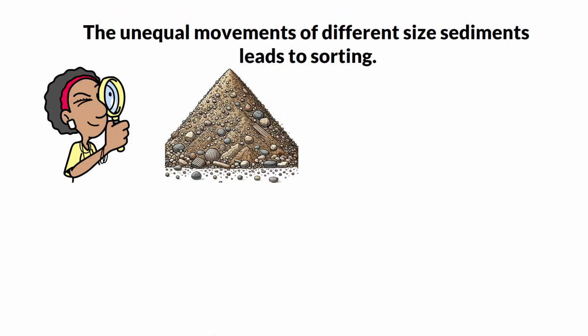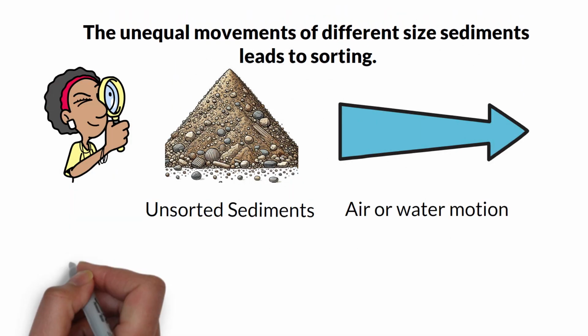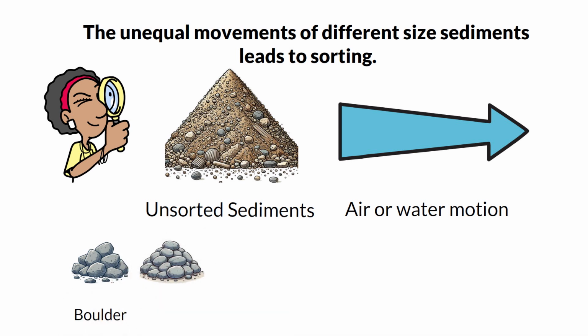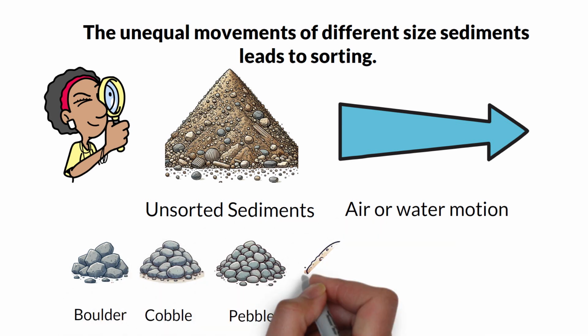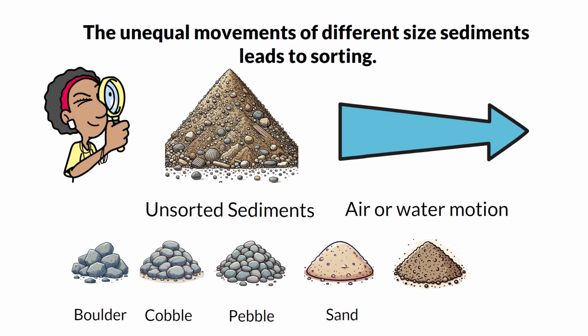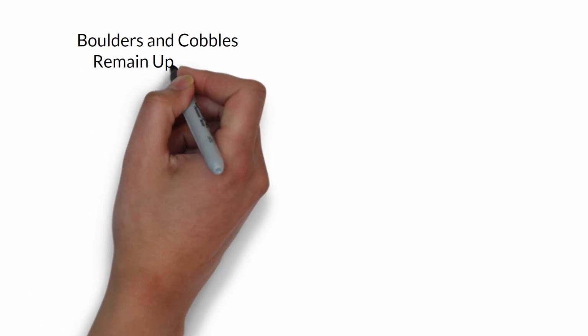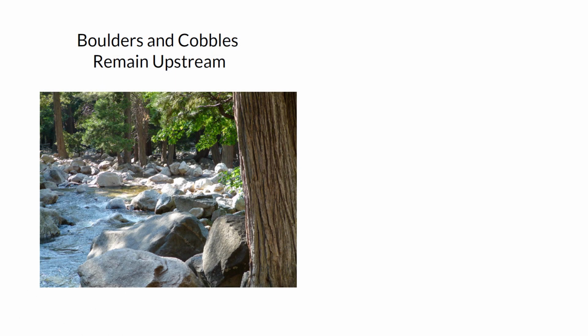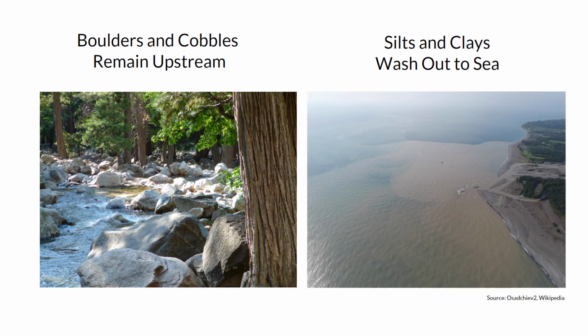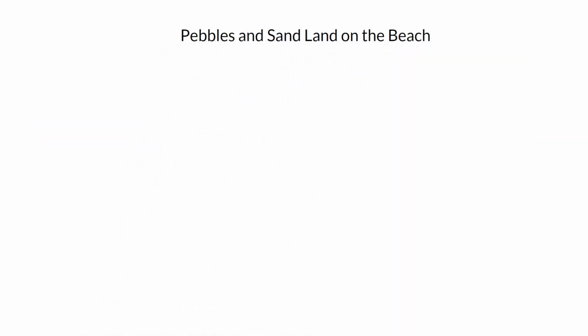Because small sediments move more quickly in a given flow, and large sediments move more slowly, the faster particles speed away from their slower counterparts. The end result is sorting, the separation of different sized sediments due to flows of water or wind. Larger sediments like boulders and cobbles tend to remain upstream. Smaller sediments like silts and clays move far downstream. Pebbles and sand fall somewhere in between.